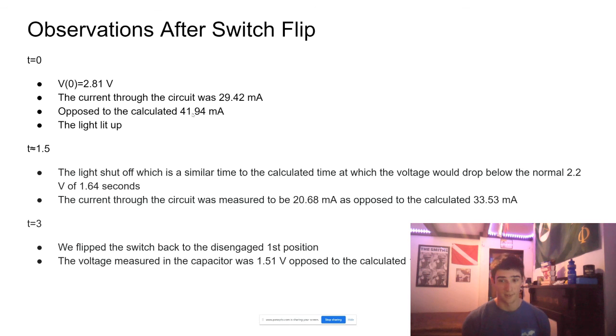Whenever t equals 3 seconds, we shut the switch off. So it's just back in the ground position, and we measure the voltage, which is 1.51 volts, as opposed to the 1.8 volts. That is all I have for you.